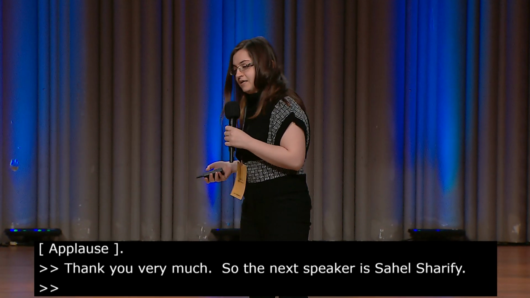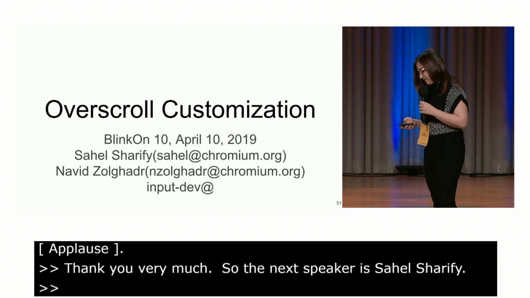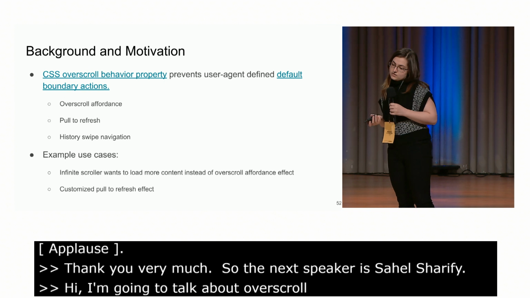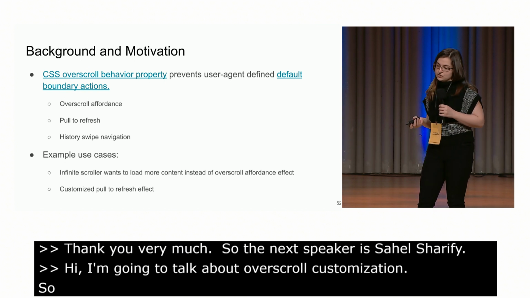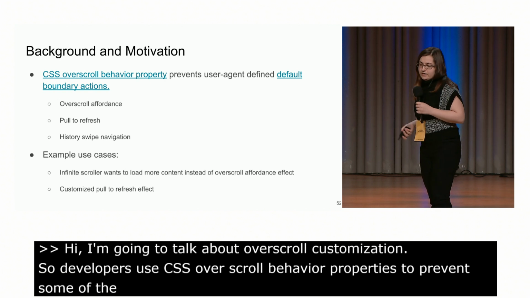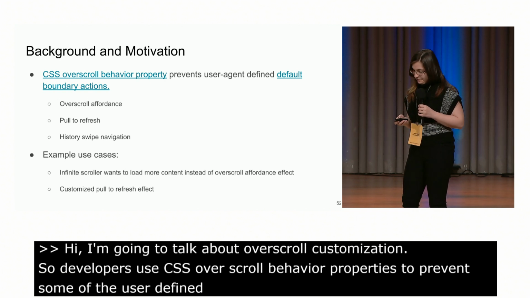Hi everyone, I'm Sahel and I'm going to talk about overscroll customization. So developers use CSS overscroll behavior properties to prevent some of the user-defined boundary actions like pull to refresh or history swipe navigation.